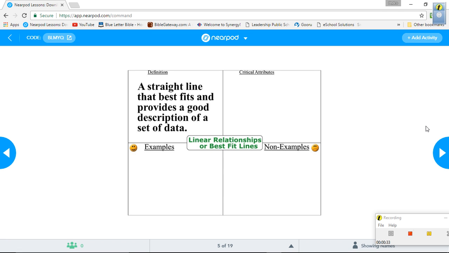But according to the definition, it says linear relationships or best fit lines are a straight line that best fits and provides a good description of a set of data. Best fit lines are a straight line that best fits and provides a good description of a set of data. Copy that.